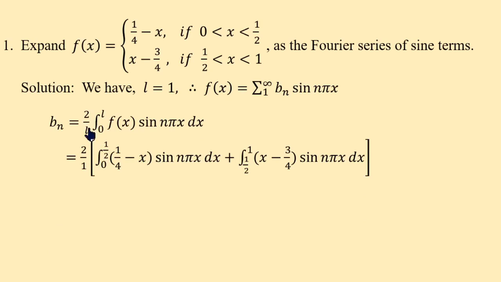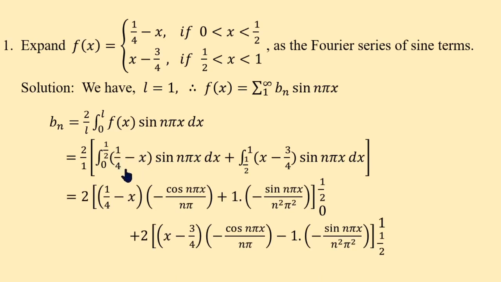And bn is 2 by L, integral 0 to L f of x sin n pi x dx. Now L is 1, so 2 by 1 is 2, 0 to 1 split into two parts, 0 to half, half to 1. In 0 to half, f of x is 1 by 4 minus x into sin n pi x dx, plus from half to 1 the integral, here f of x is x minus 3 by 4 into sin n pi x dx. You know how to integrate this one.